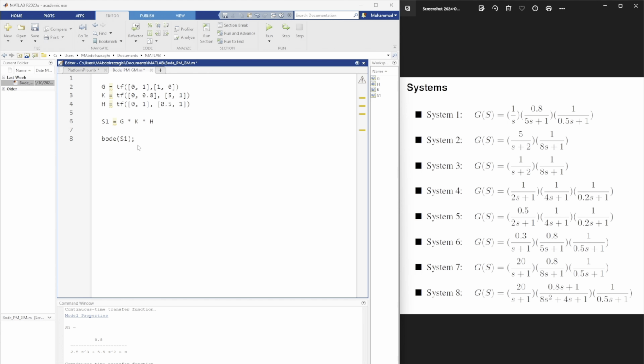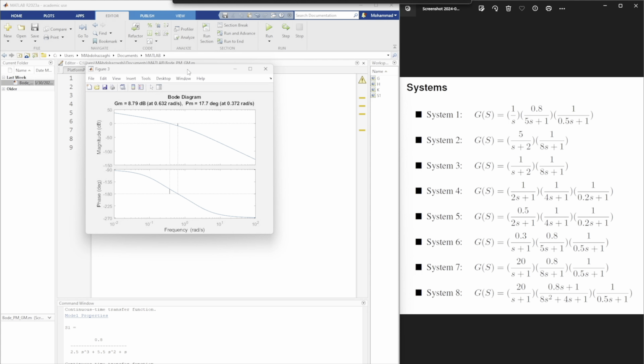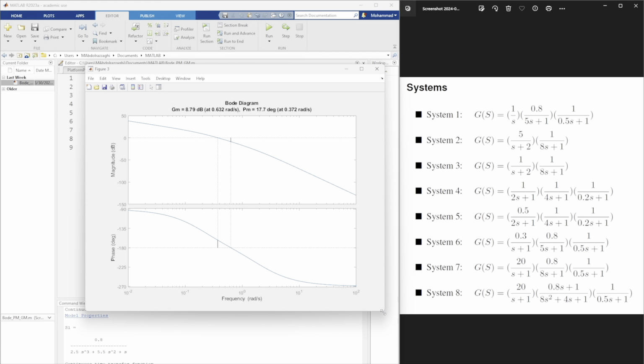So over here, imagine that we don't want to use the Bode, but we use another function called margin of S1. And if we plot this, it would create not only the Bode plot, but also will calculate both gain margin and phase margin automatically. So it would do that search instead of us doing that manually. As you can see, it has found quite closely the gain margin around 8.79 dB and a phase margin of around 17 degrees.